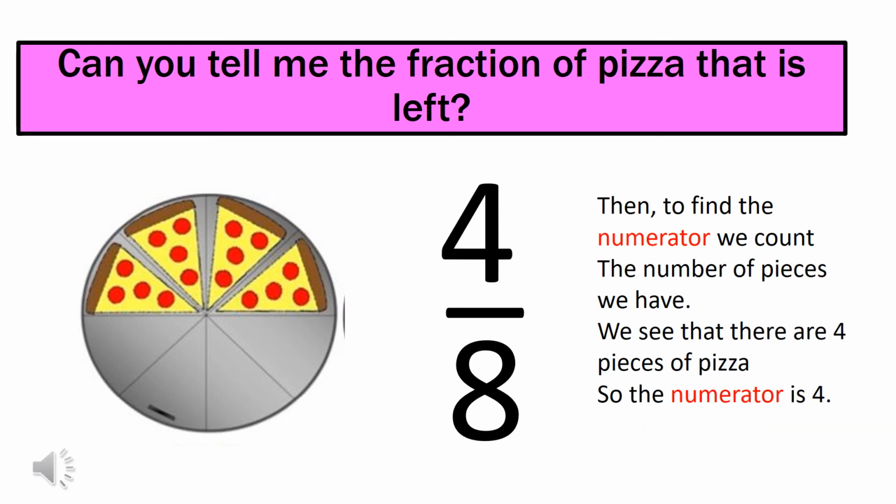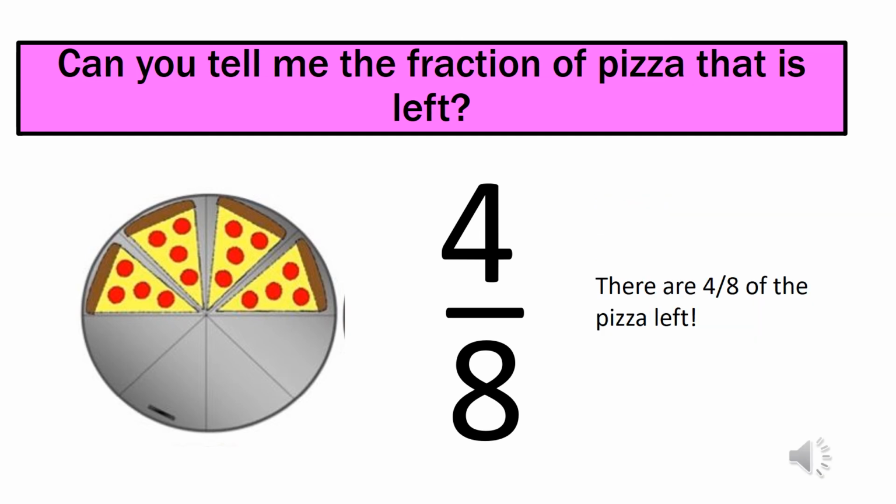Now we're going to find the numerator. This is the number that goes on top. And remember, we find the numerator by counting the number of pieces that are left. I can see that there's 4 pieces of pizza left, so I know that the numerator is 4. There you have it. We know that the fraction of pizza that is left is 4/8. This means that there were 8 pieces of pizza at the start, and there's only 4 left now.